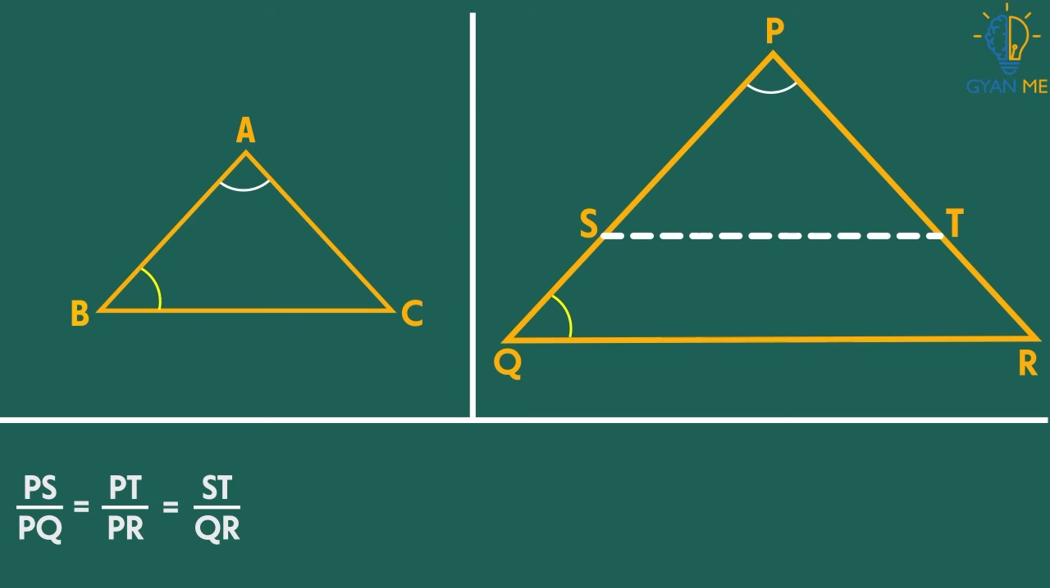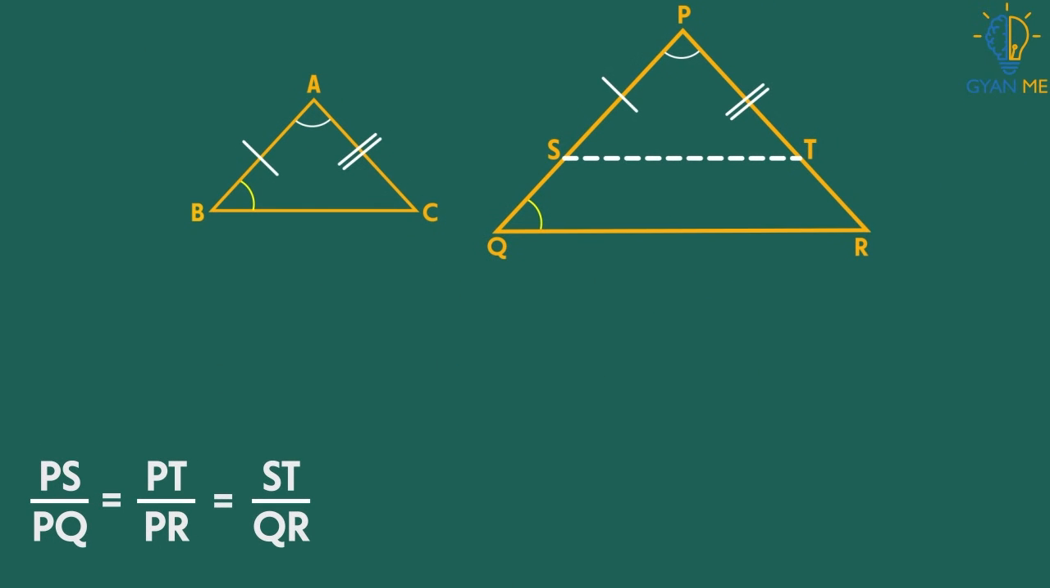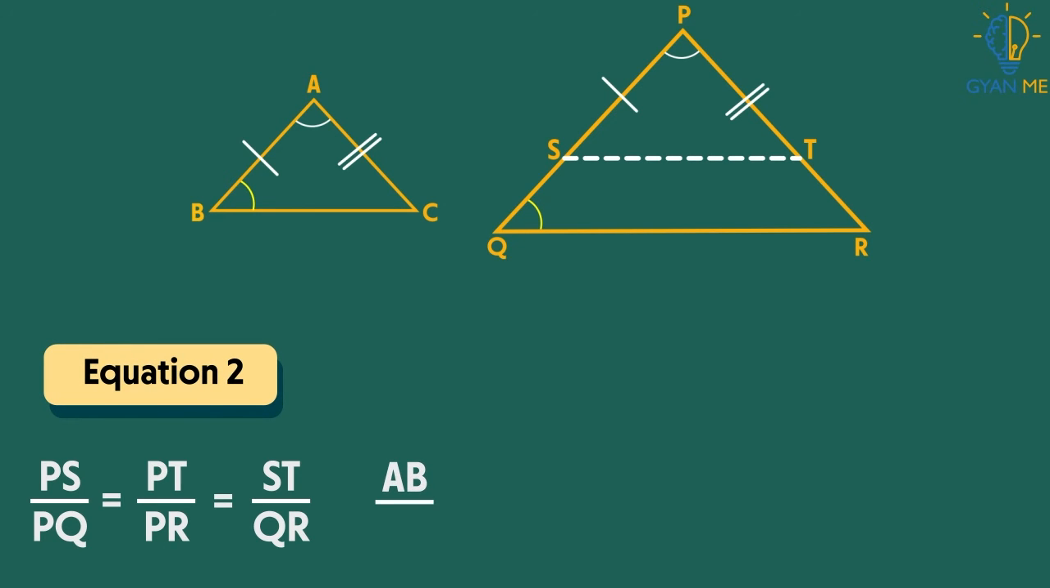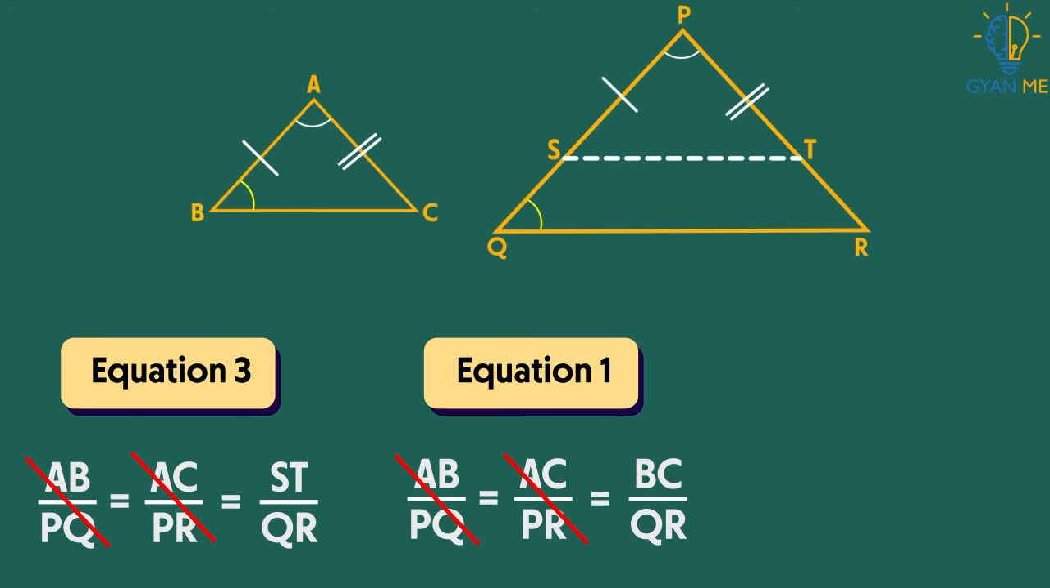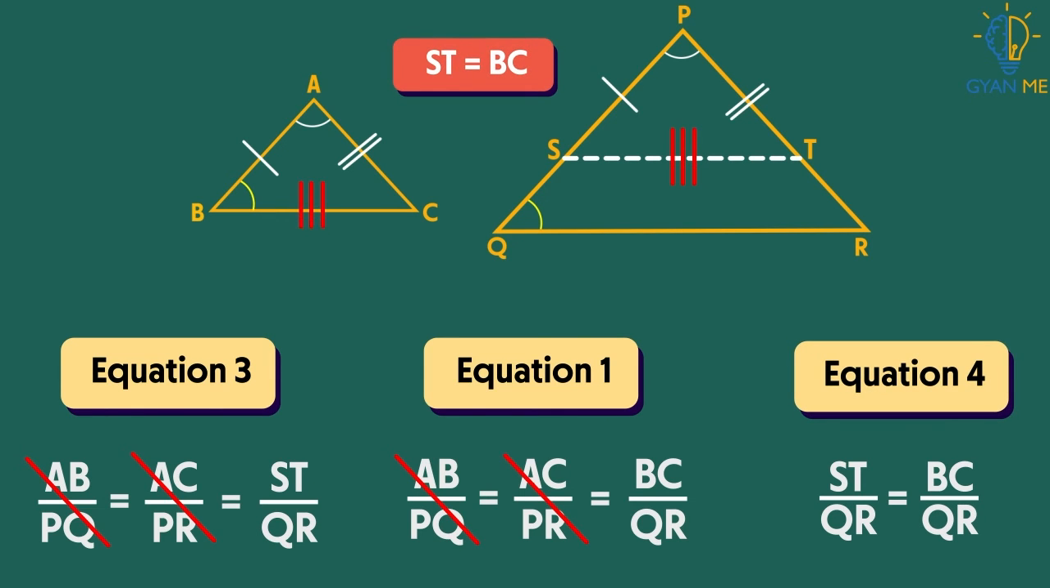But students, recall that by our construction, we have PS equal to AB and PT equal to AC. Substituting this in equation 2, we get AB upon PQ is equal to AC upon PR, which is equal to ST upon QR. This is our equation 3. Now students, compare our equation 1 and equation 3. On comparing, we get ST upon QR is equal to BC upon QR. Therefore, ST is equal to BC.